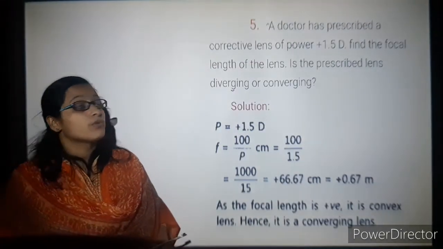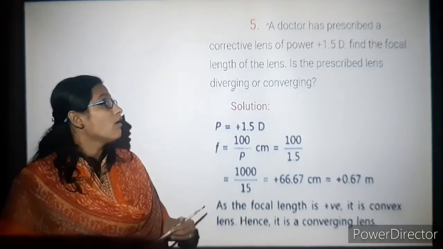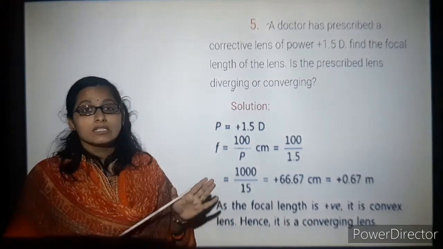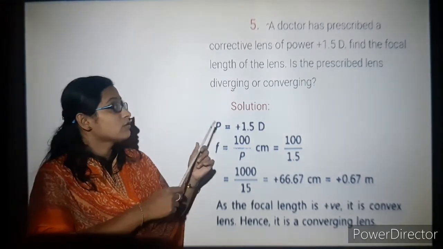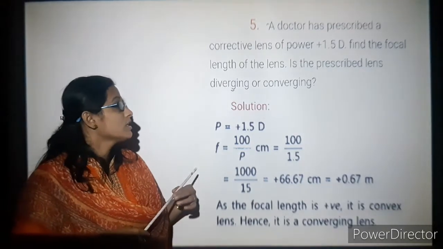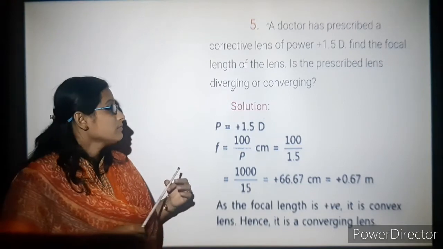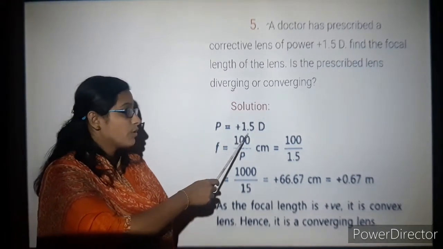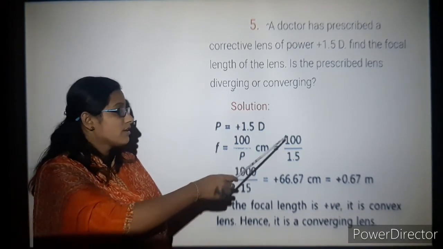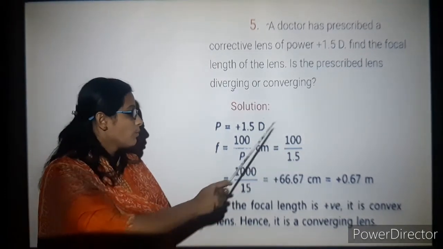So coming on to the next problem. A doctor has prescribed a corrective lens of power. What is the power? It is plus 1.5 D, it is diopter. So find the focal length of the lens. It is the same formula you will be using here. Is the prescribed lens diverging or converging? Your power is plus 1.5 D. So f is equal to 100 by P centimeters. So it is 100 by 1.5. So you have converted into centimeters. So it is 100 by 1.5.